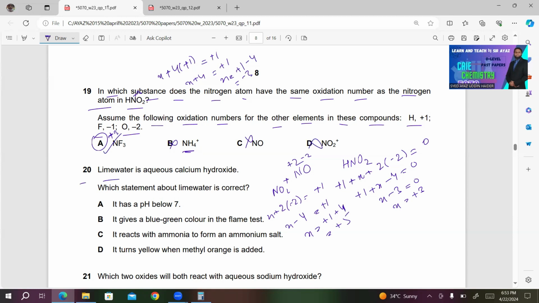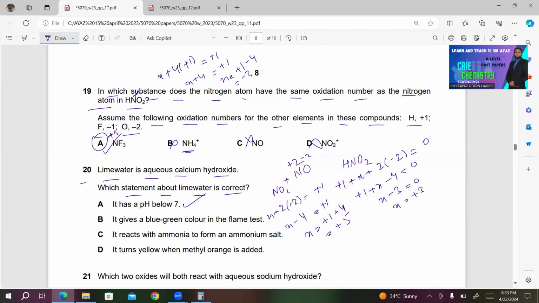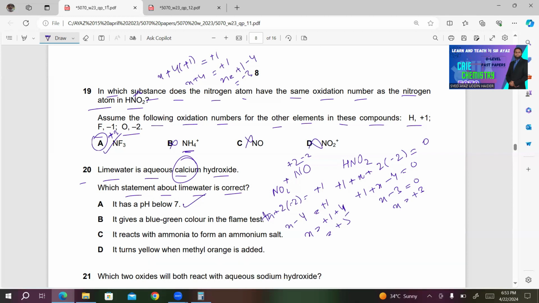Number 20, lime water is aqueous calcium hydroxide. Which statement about lime water is correct? A, it has a pH below 7. This is wrong. This is not an acid solution. An acid solution will have a pH below 7. B, it gives a blue-green color in the flame test. We can't get blue-green color for the calcium ion in the flame test. This is also incorrect. It must give an orange color in the flame test.